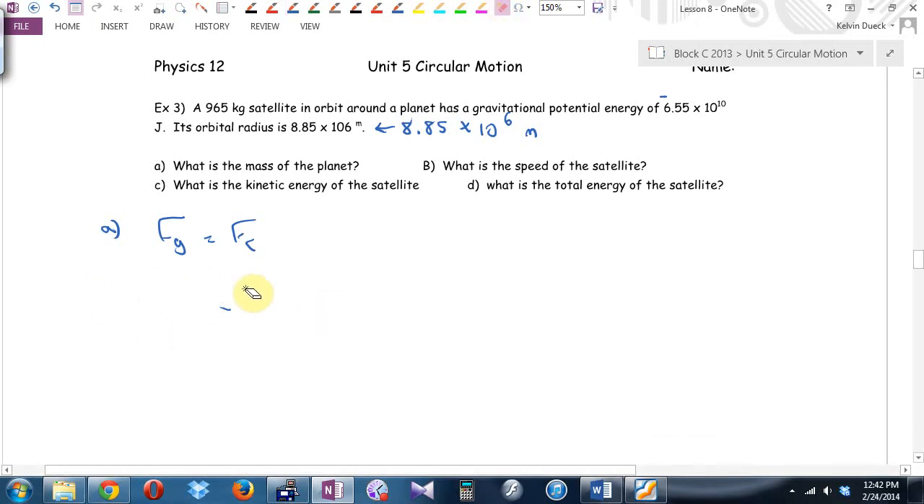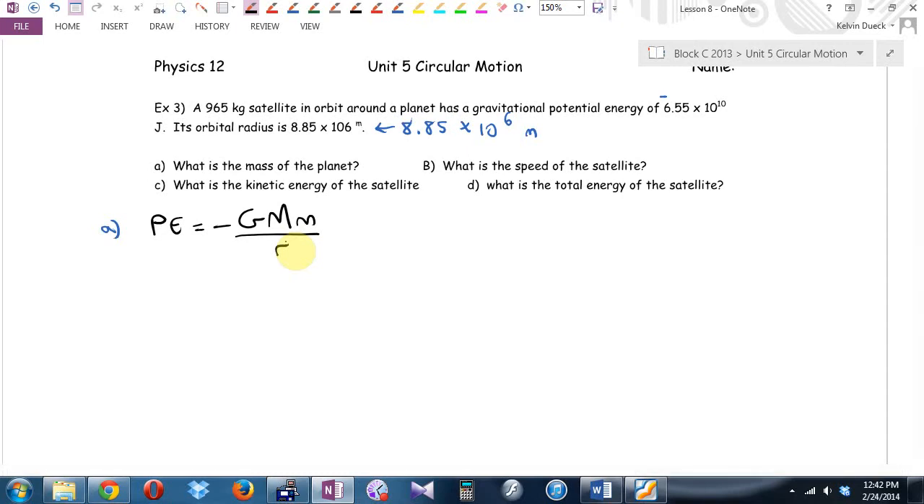Well, what else have they given me, Nathan? What else have they given me? Well, let's see. The potential energy is negative big G, big M, little m over R. That's got a big M in it. That's got the mass of the planet. Do I know everything else in that equation? They gave me the potential energy in the question. I know little m. G is always 6.67. And they gave me the radius. Hey, I can find the mass of the planet.